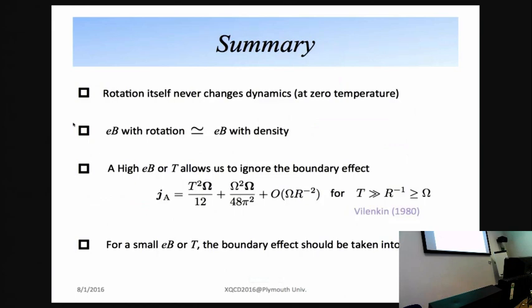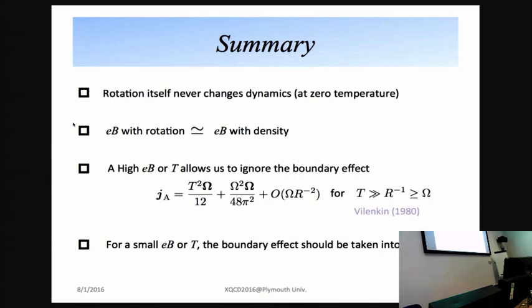And this is the summary of my talk. First, rotation itself never changes the dynamics, at least at zero temperature. However, once a magnetic field is applied, the system with magnetic field and rotation is quite similar to the magnetic field with finite density. And for a high magnetic field or at high temperature, we can ignore the boundary effect.